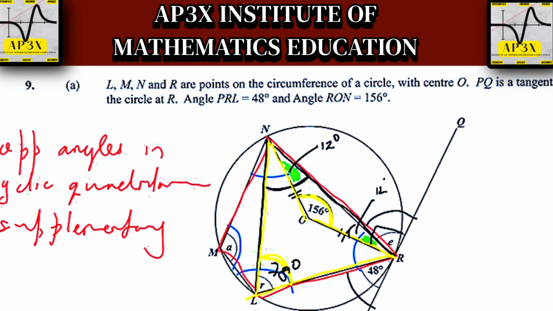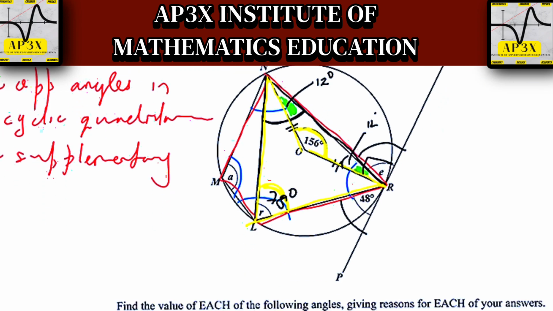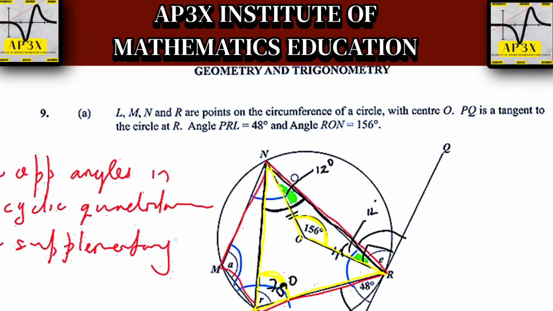And now you might be looking and you'll be like, okay, Apex, is it possible to make a connection between the angle that we found here and the angle that we found here? Just by observation, we could see that angle E was in fact an angle that is between the tangent QRP and the chord NR.